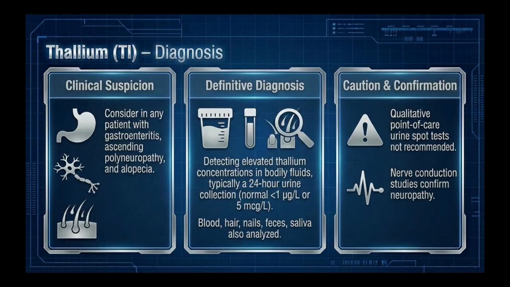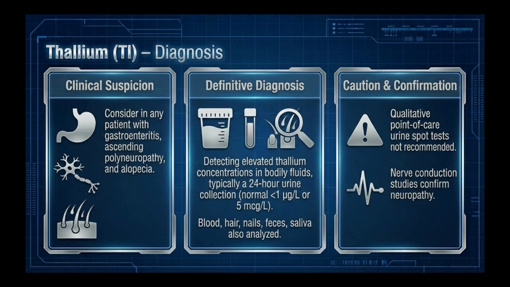Typically, a 24-hour urine collection is used where normal levels are usually less than 1 microgram per liter or 5 micrograms per liter. Other bodily fluids that can be tested include blood, hair, nails, feces, and saliva. However, qualitative point-of-care urine spot tests are not recommended because they can produce false negatives and involve the use of hazardous chemicals. Nerve conduction studies can help confirm the presence of neuropathy.